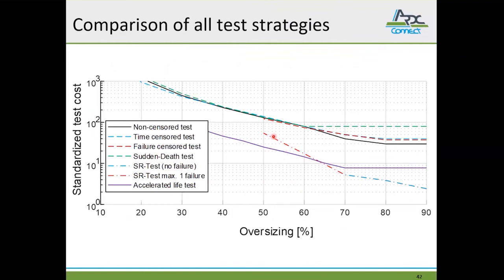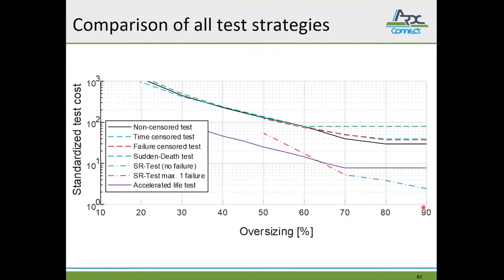Here is a comparison of a couple of test configurations, which is quite interesting, I think. We have different test types that are entered in this plot. We have the test cost for a certain cost model. Of course, this is logarithmic. And then we have oversizing on the bottom axis. Oversizing is in terms of lifetime. So 100% oversizing means we doubled the lifetime.